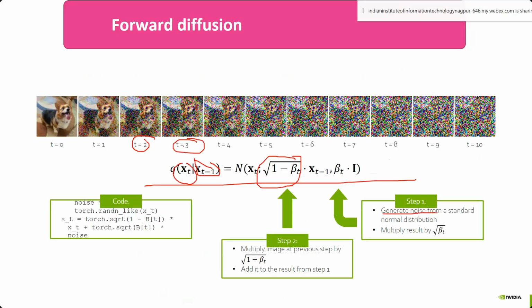First step, generate the noise, taking it from the normal distribution. Then multiply the result by beta t. Multiply the image at the previous step by 1 minus beta t, and add it to the results from step 1. So you take beta t, the identity matrix, and the xt minus 1 previous image, take the square root, do the addition, and accordingly you create the image.